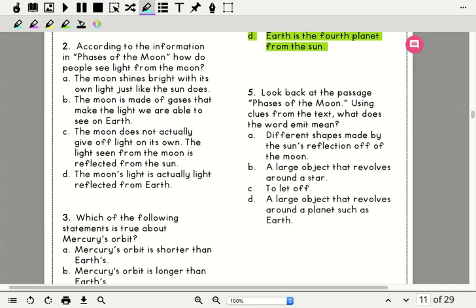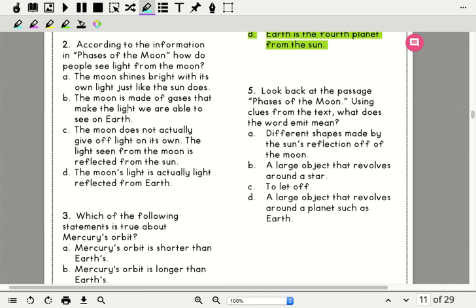Okay, so now we're going to come down to number two over here. According to the information in phases of the moon, how do people see light from the moon? A, the moon shines bright with its own light just like the sun does. B, the moon is made of gases that make the light we are able to see on Earth. C, the moon does not actually give off light on its own. The light seen from the moon is reflected from the sun. D, the moon's light is actually light reflected from Earth.